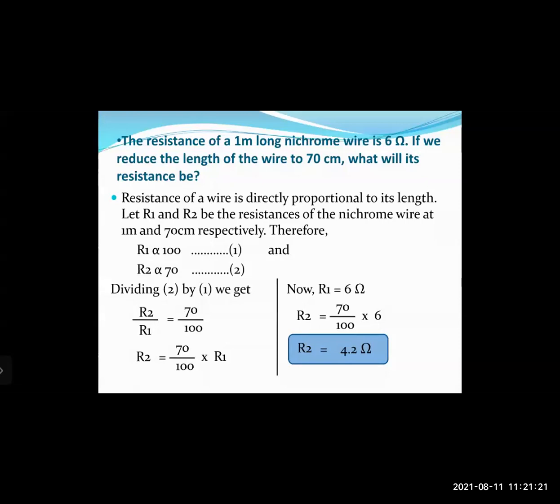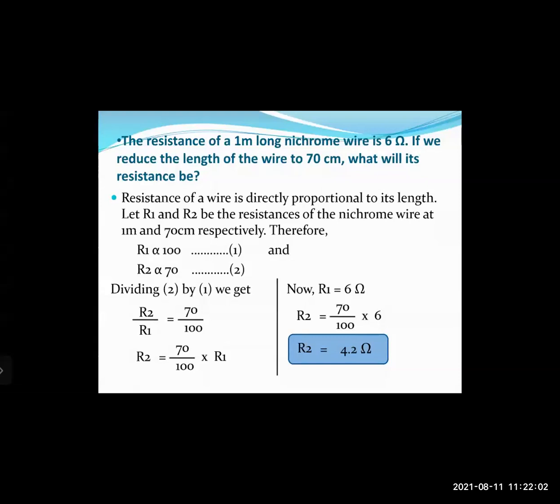So let us see. Resistance of a wire is directly proportional to its length. It is a rule. Okay. So if you increase the length of the wire, resistance will increase. If you decrease the length of the wire, resistance will decrease. Let R1 and R2 be the resistances of the nichrome wire at 100 centimeter and 70 centimeter respectively. Therefore, R1 is directly proportional to 100 centimeter, which is 1 meter, and R2 is directly proportional to 70 centimeter, right? Now if you take the ratio of the two, R2 by R1 will be equal to 70 by 100. Therefore, R2 equals 70 by 100 into R1.